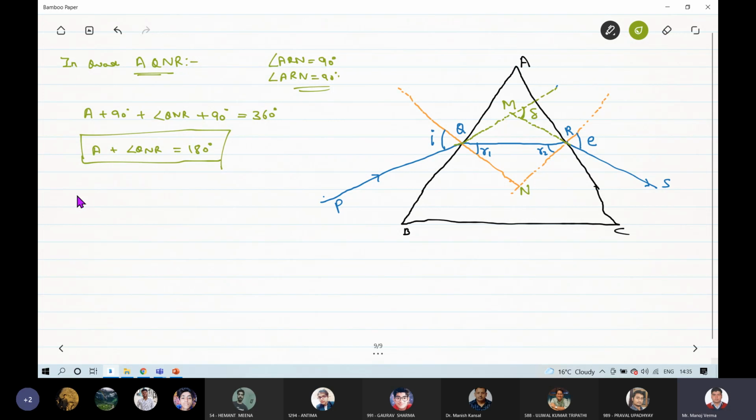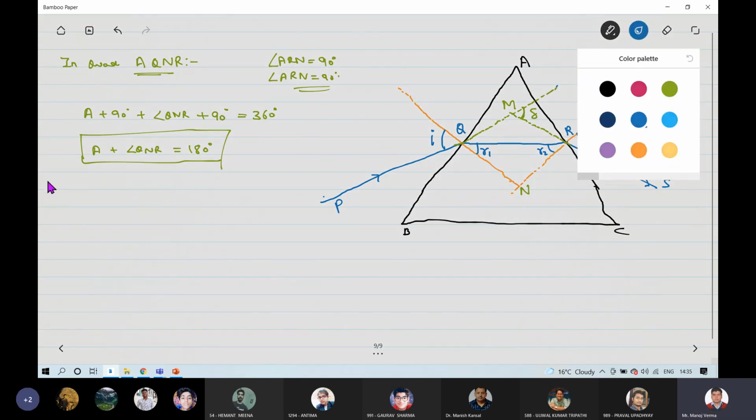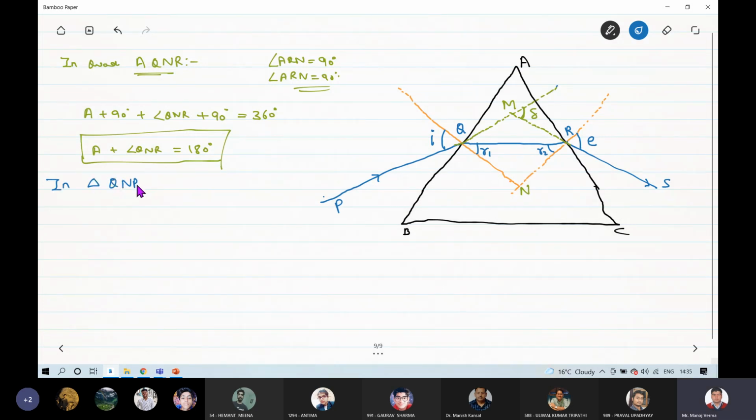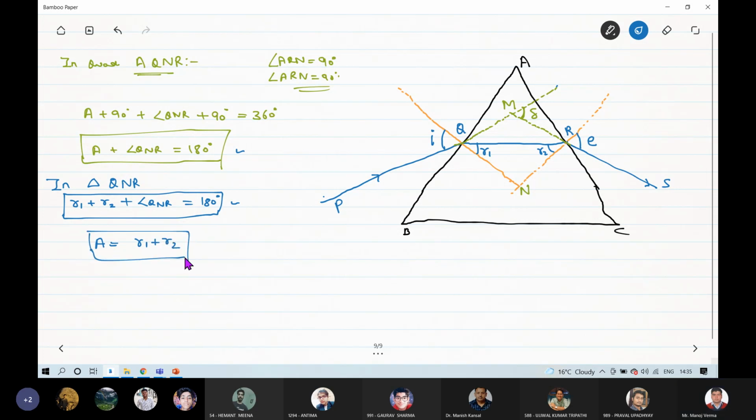Now, in triangle QNR, this R1 plus this R2 plus this angle QNR should be equal to 180, because the sum of three angles of a triangle should be equal to 180. Now, if I compare these two equations, I can see that angle of prism A should be equal to R1 plus R2. Right. If I compare these two equations, then I will reach at angle A should be equal to R1 plus R2.